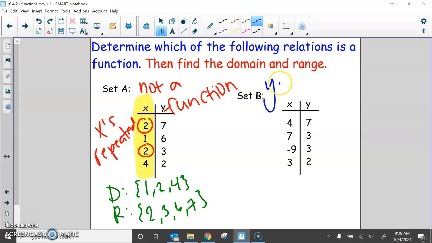Okay, I want you guys to try set B. Pause this video, figure out if it is a function or not a function, and then the domain and range.